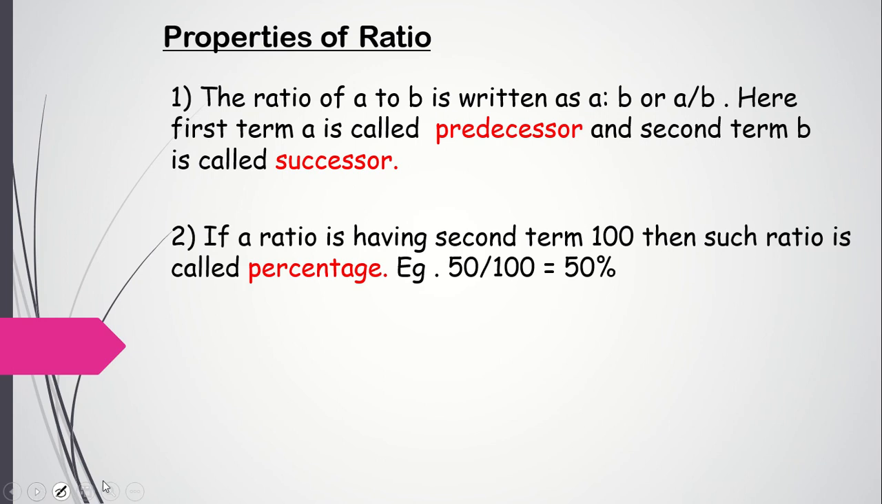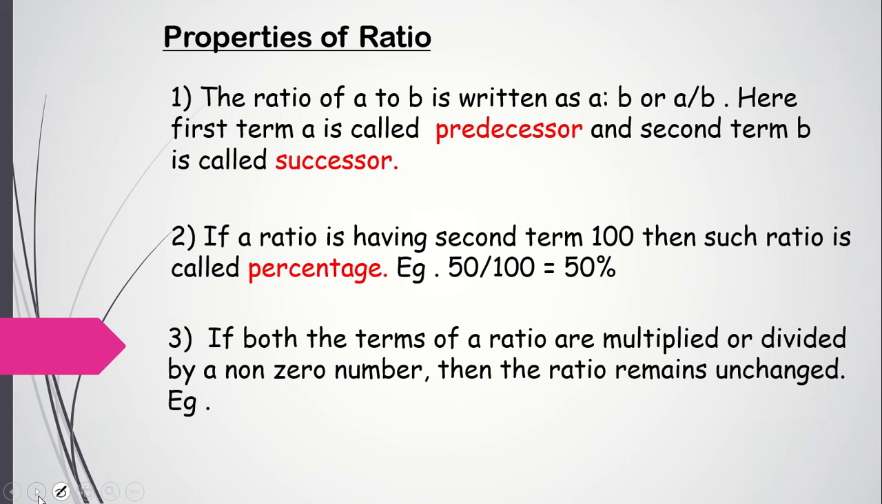If a ratio has its second term as 100, then such a ratio is called a percentage. Example, 5 upon 100 means 5%. Later we are going to solve sums based on this to convert a particular ratio into percentage. For that, what we have to do is just get 100 in the denominator. If we can get 100 in the denominator, it means we have converted that particular ratio into percentage.